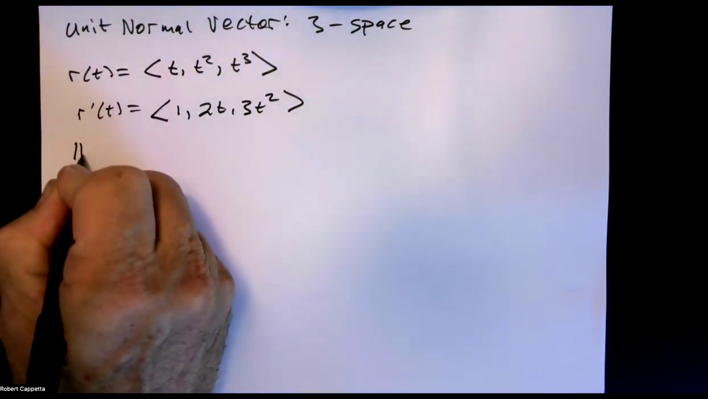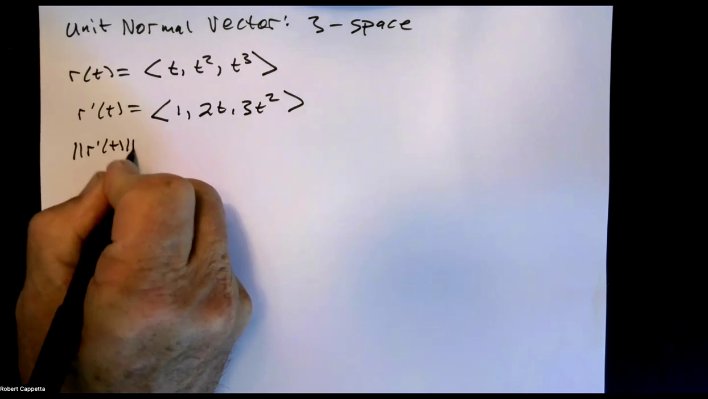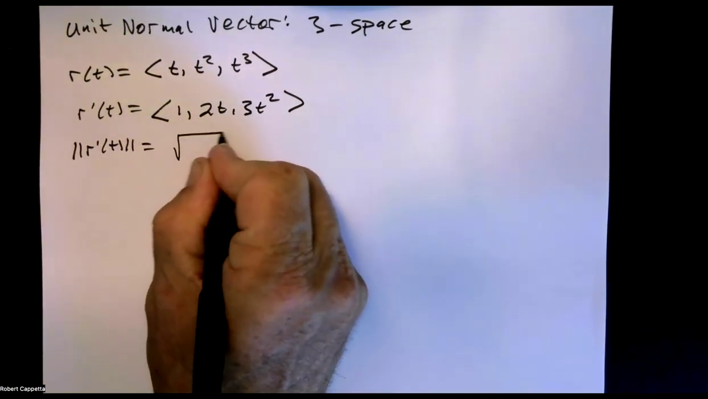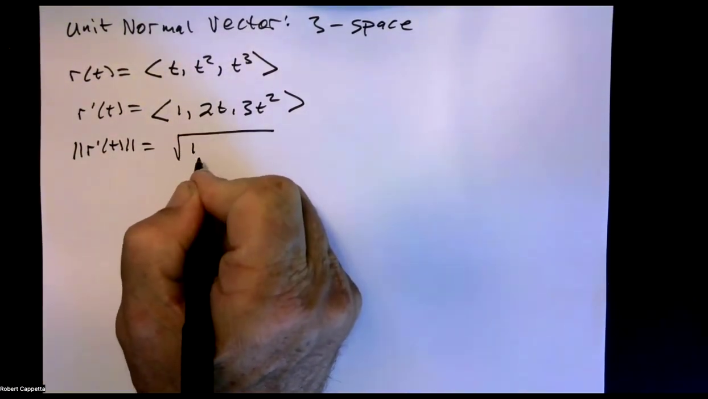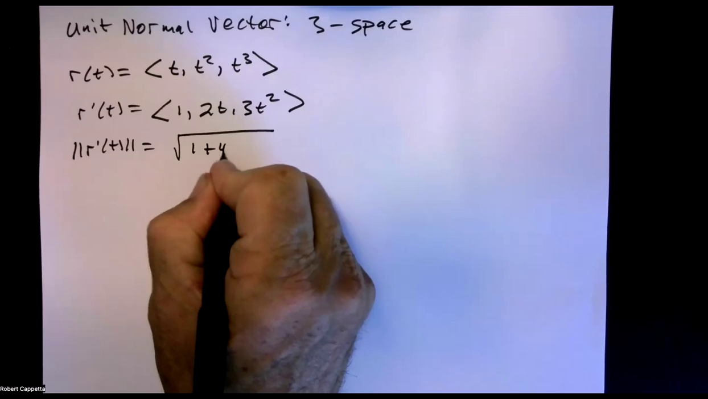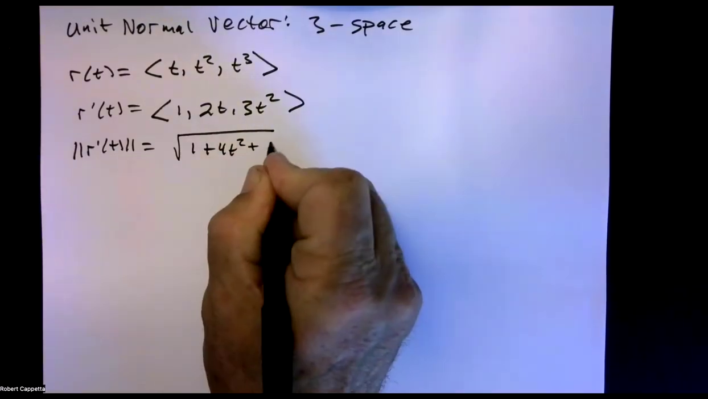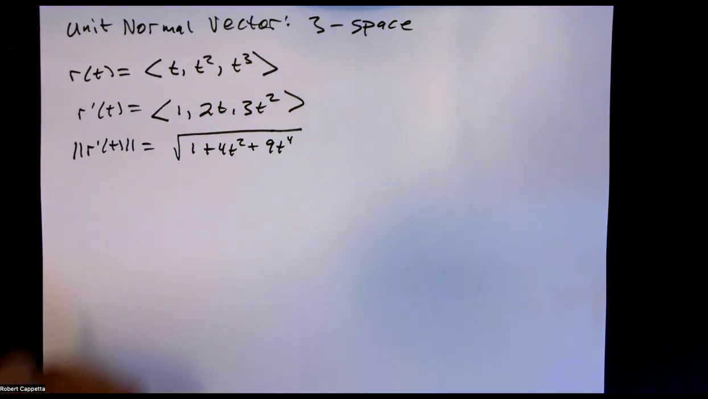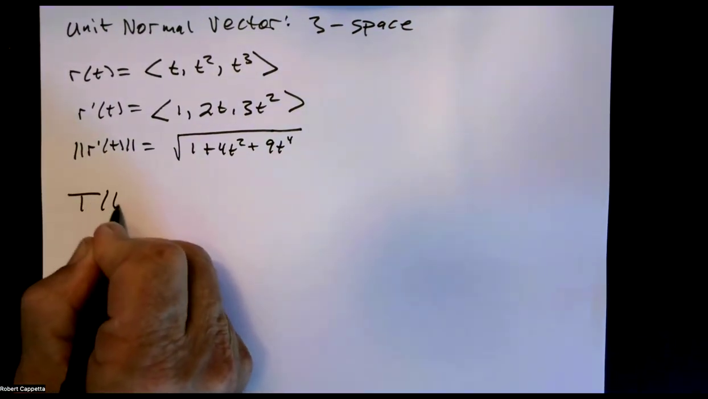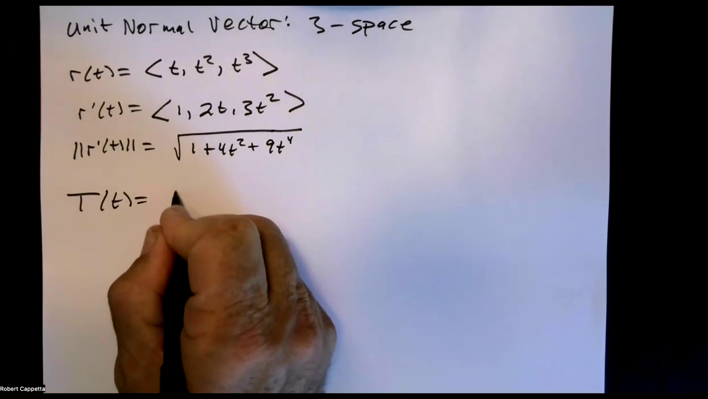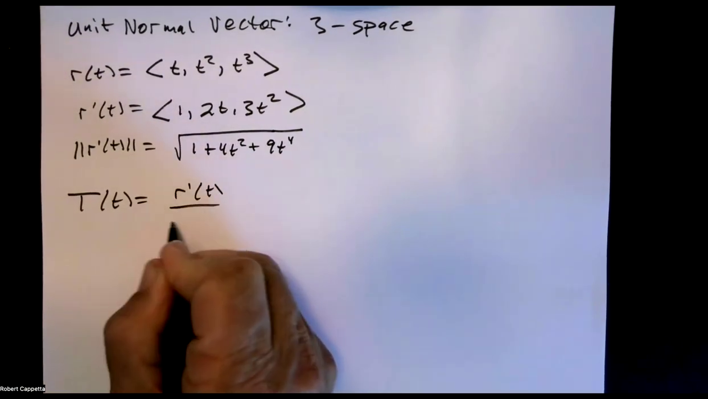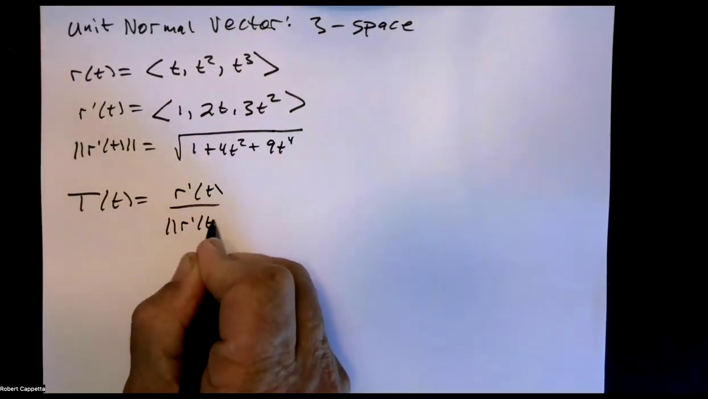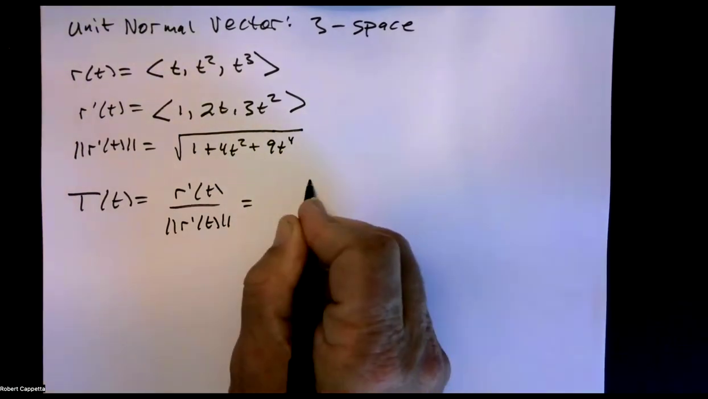What is the magnitude of r prime of t? Square root of the dot product with itself. That is the square root of 1 plus 4t squared plus 9t to the fourth. And then what is big T of t? The unit tangent vector is velocity, r prime of t, divided by the speed, the magnitude of r prime of t.